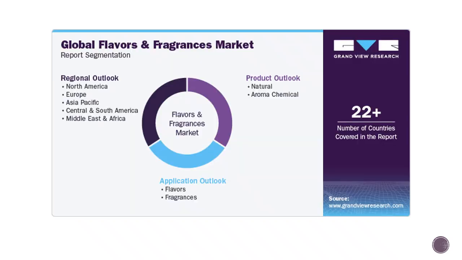Through the global flavors and fragrance market report, the segmentation represents the flavors and fragrances market all over the world. The regional outlook: North America, Europe, Asia Pacific, Central and South America, Middle East, and Africa. These regions all represent the global flavors and fragrance market. The application outlook is based on this regional outlook, as they are most commonly used flavors and fragrances. Also, based on the product, it is natural or aroma chemicals. So the report segmentation gives a detailed note about the global flavors and fragrance market all over the world.